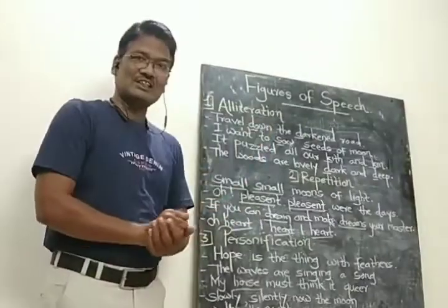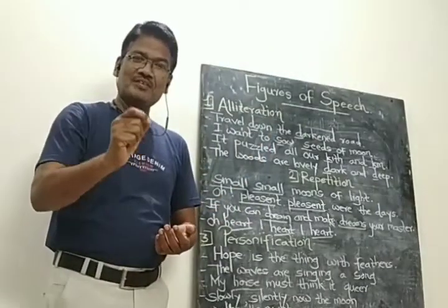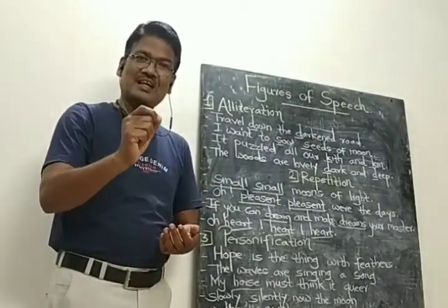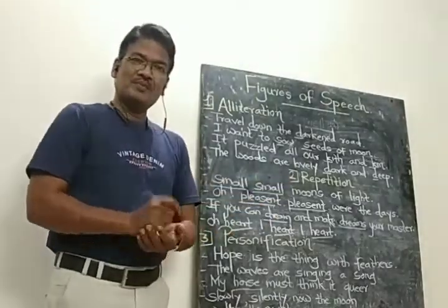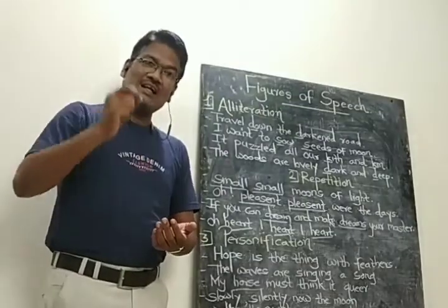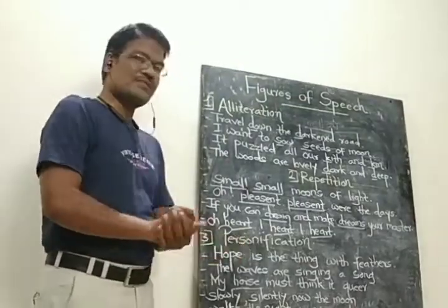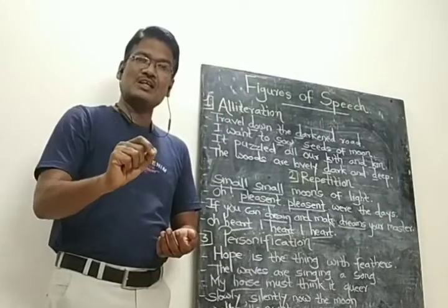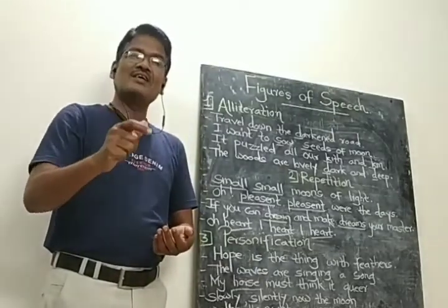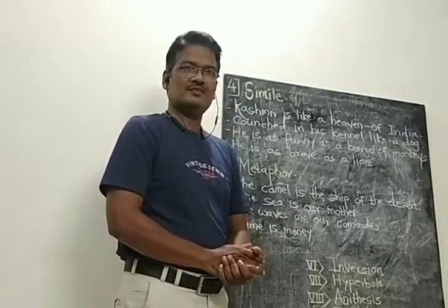First of all, we have seen three figures of speech. It is alliteration. In alliteration, the same sound is repeated again and again. In repetition, the word is repeated again and again. In personification, non-human beings are imagined as a human being. We will see further.